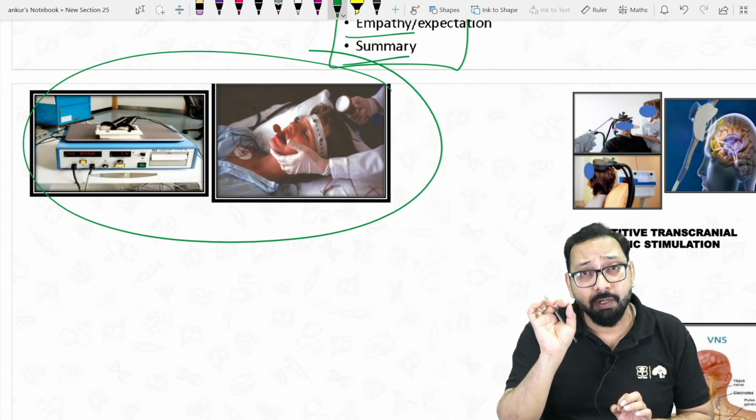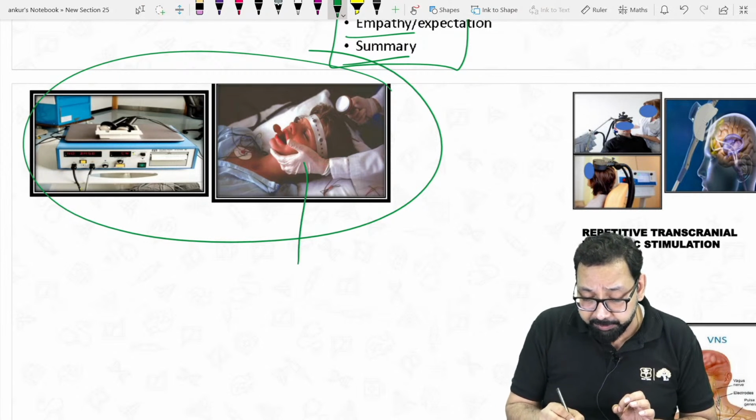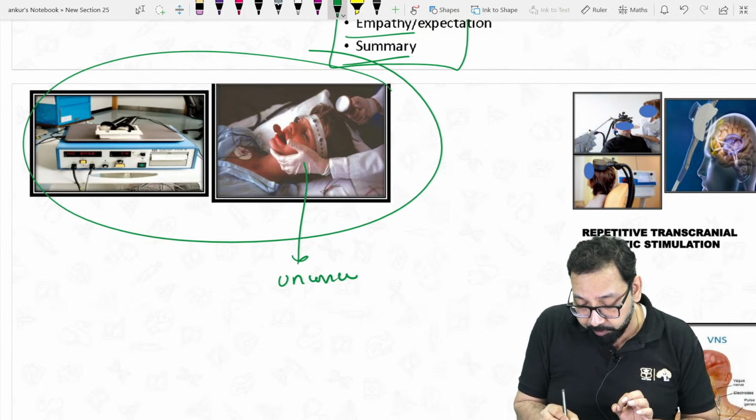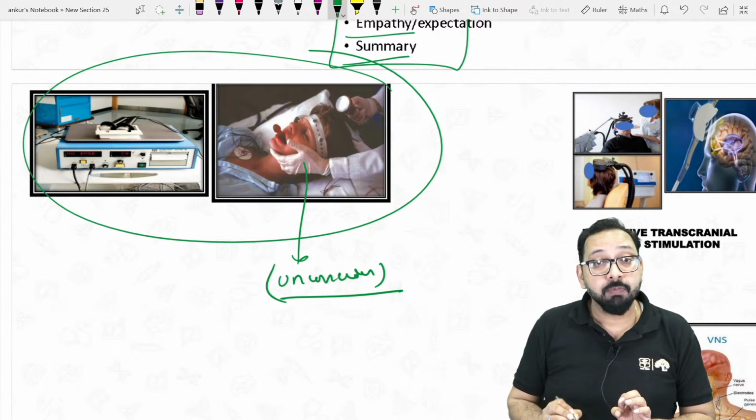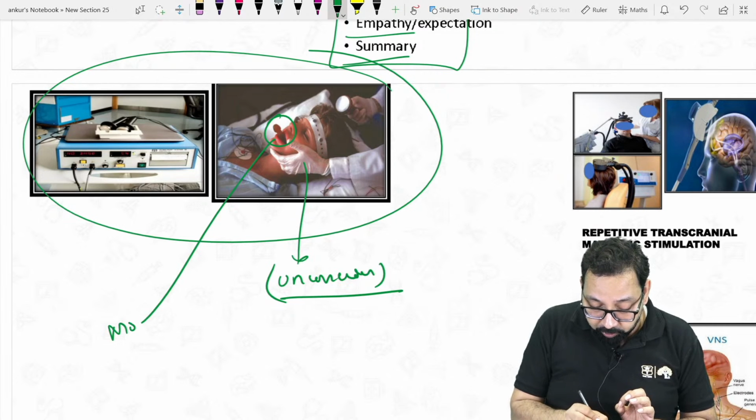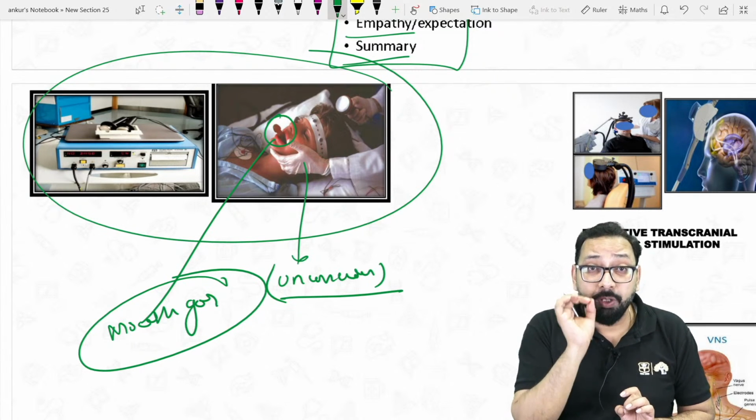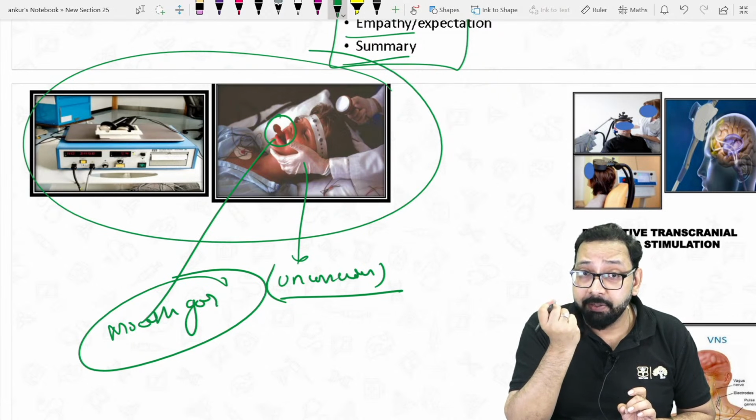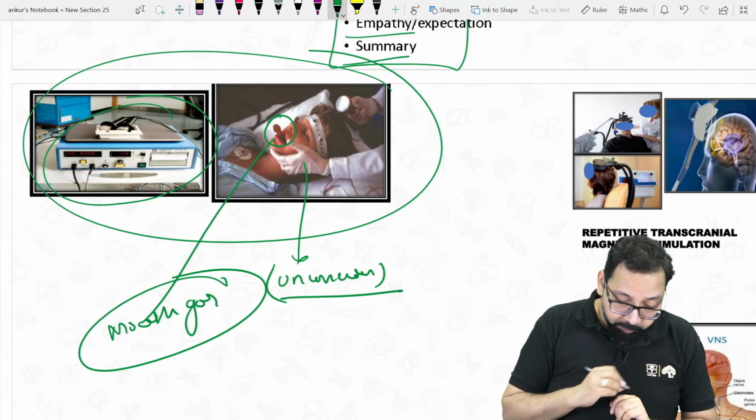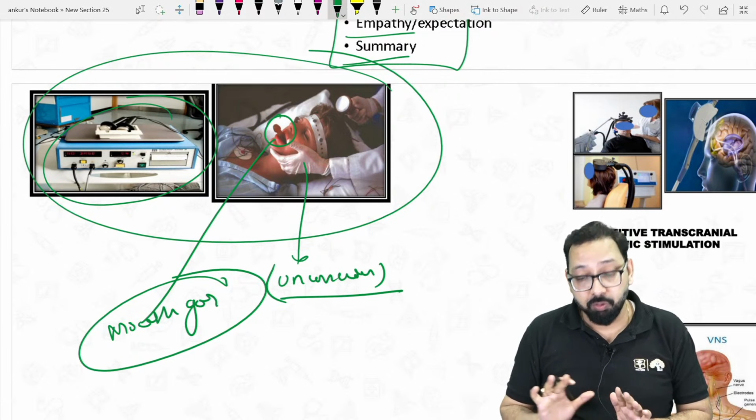Whenever you find a convulsion, you will find the patient is unconscious. Mouth gag. Mouth gag means to prevent tongue bite. This is the ECT machine. A question can be asked. It is a frequently asked question on ECT.